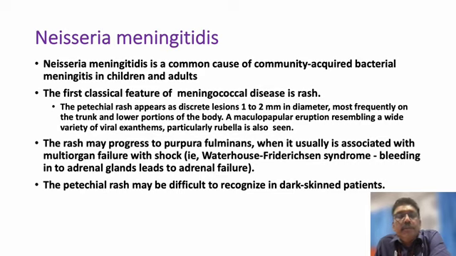This is called Waterhouse-Friderichsen syndrome. Bleeding into the adrenal glands leads to adrenal failure. So in meningitis due to meningococcemia, you can get skin rashes, and there will be bleeding into the adrenal gland, and adrenal failure can occur that produces hypotension and shock. So if the patient has meningitis with rash and hypotension, we have to always suspect Neisseria meningitidis.